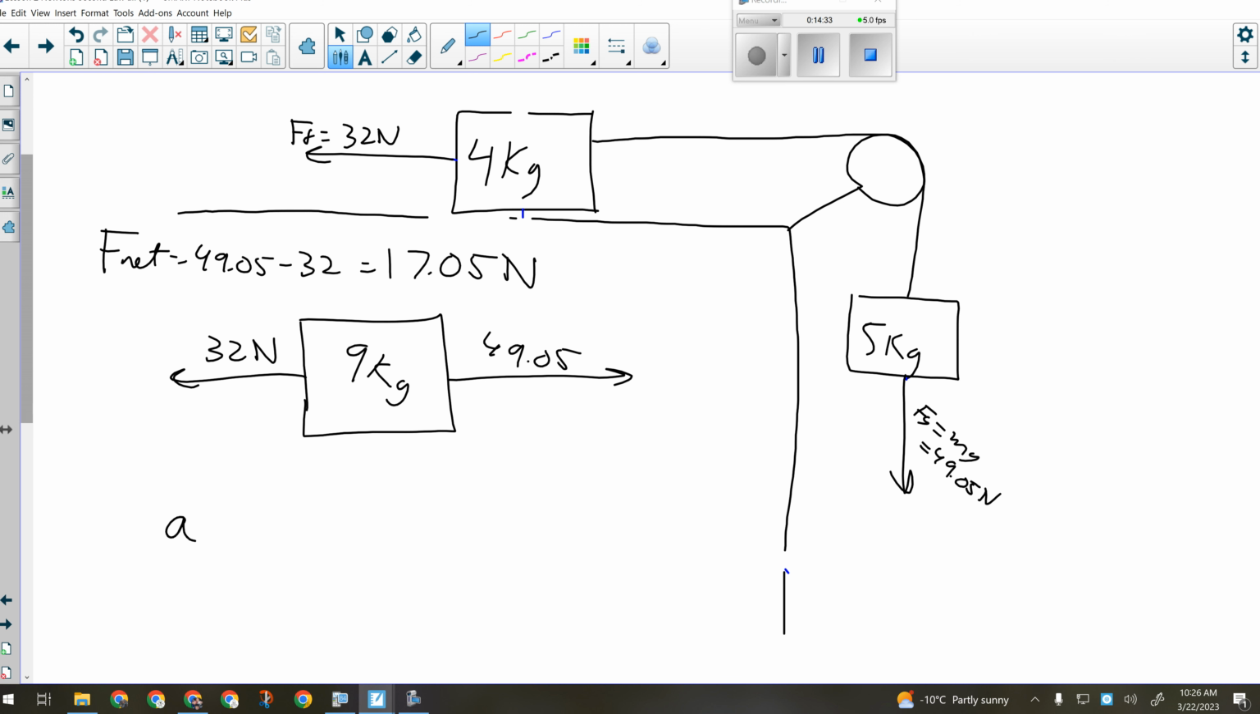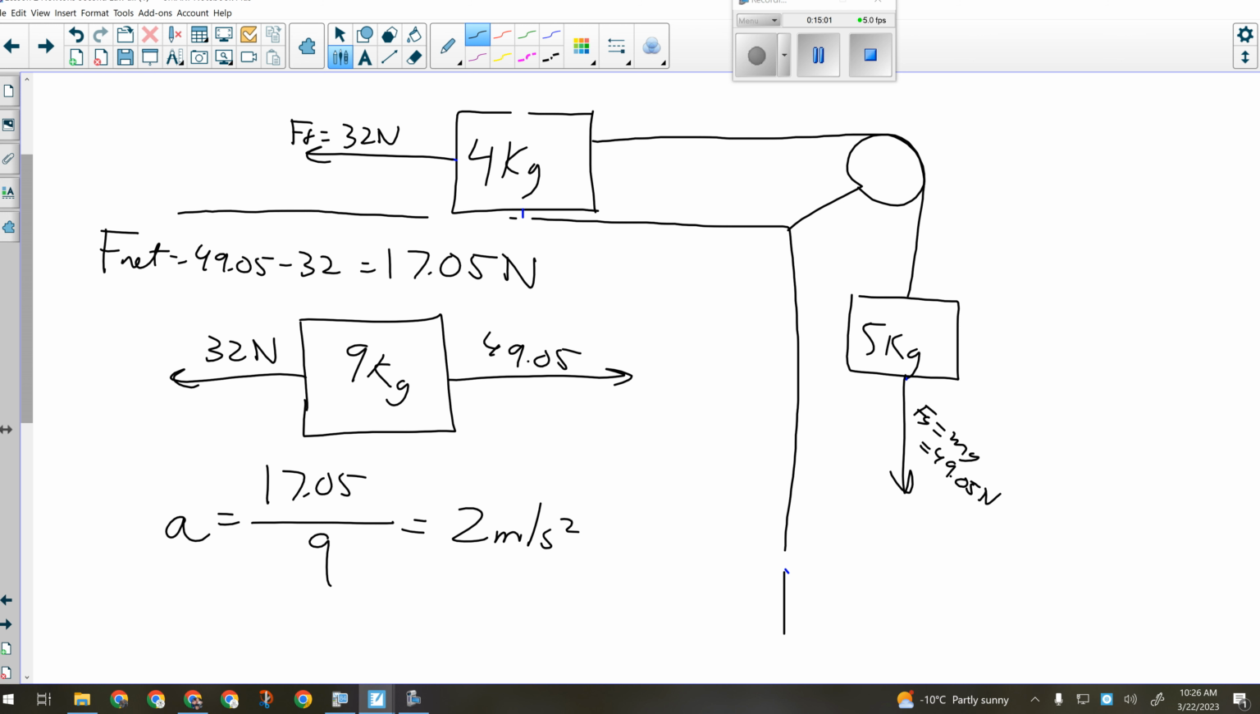Okay, so the acceleration is 17.05 divided by 9, which I think comes out to 1.89 or something like that. But how many sig digs do I have? 1. Okay, the acceleration of the system is 2 meters per second squared. The question wanted the acceleration of the 5 kilogram mass. What do I have to put behind that? Down.